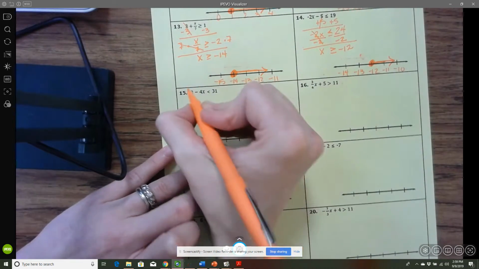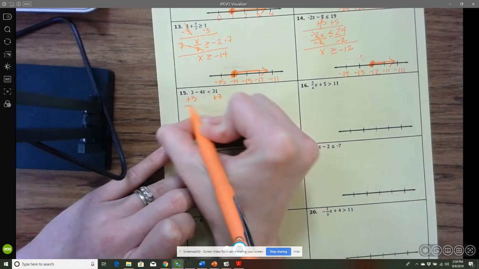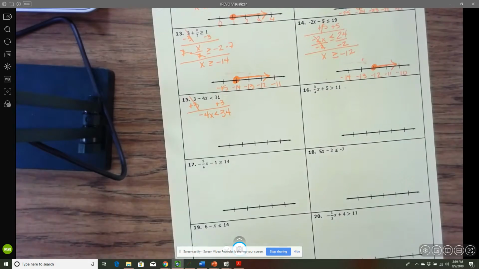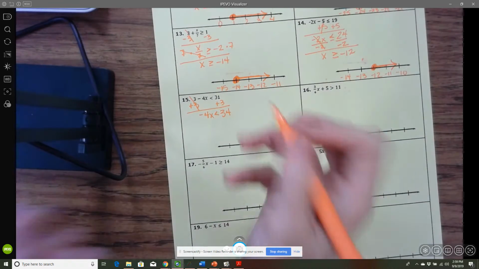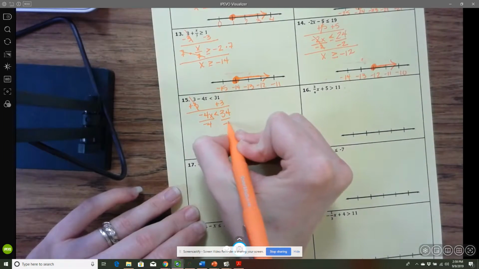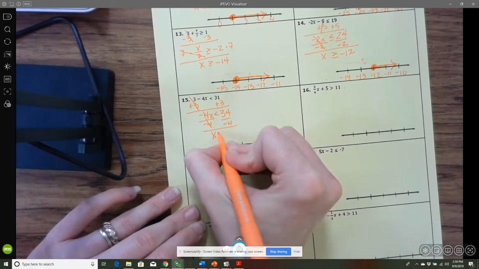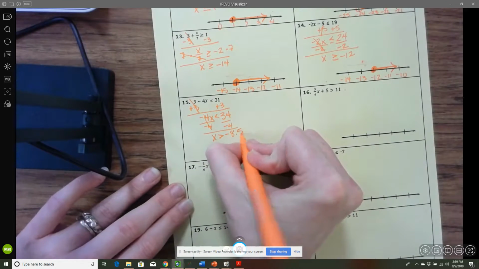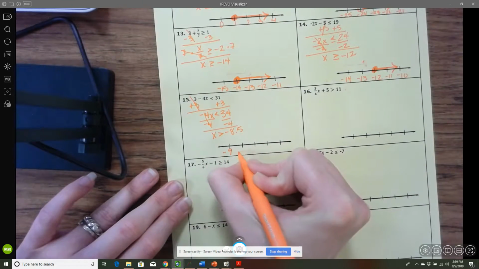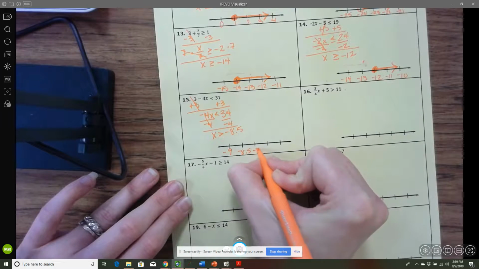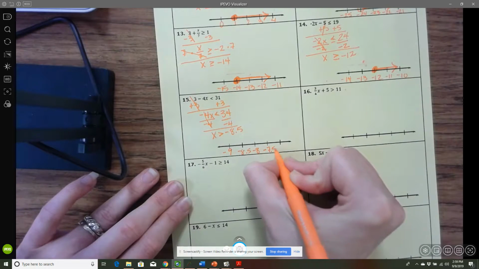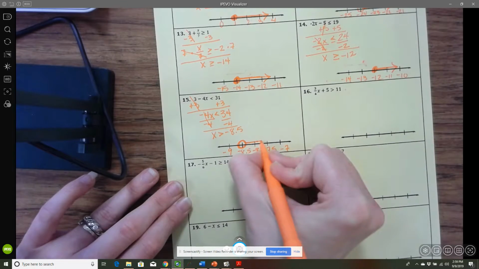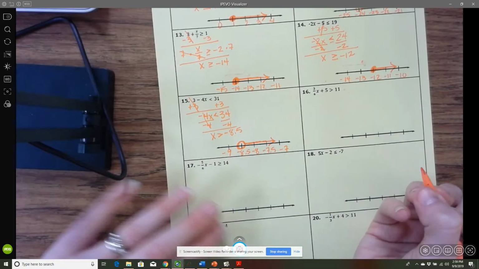All right, for 15, we're going to add 3 to both sides. 31 plus 3 is 34. And then we're going to divide both sides by a negative 4. So again, we divided by a negative, so the sign has to flip, and we would get a negative 8.5. So here I'd probably do negative 9, negative 8.5, negative 8, negative 7.5, and negative 7. So open circle, x is greater than, so my arrow is going to go to the right.